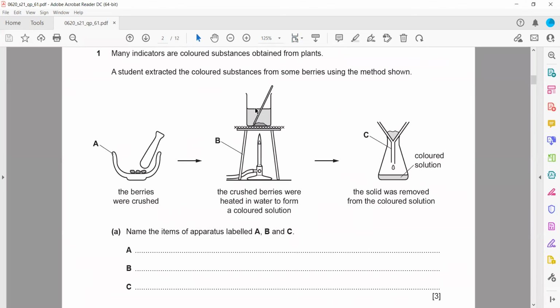The first question: many indicators are colored substances. So many indicators are colored substances which are obtained from the plants. The student extracted the colored substances.